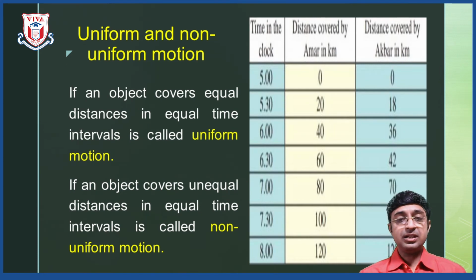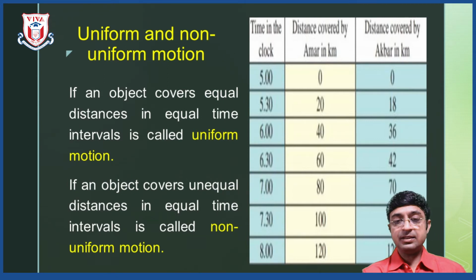Next point, uniform and non-uniform motion. If an object covers equal distances in equal time intervals, it's called uniform motion. And second, if an object covers unequal distances in equal time intervals, it is called non-uniform motion.